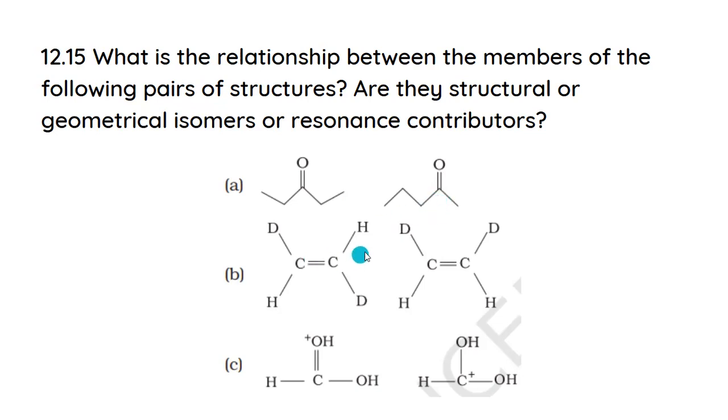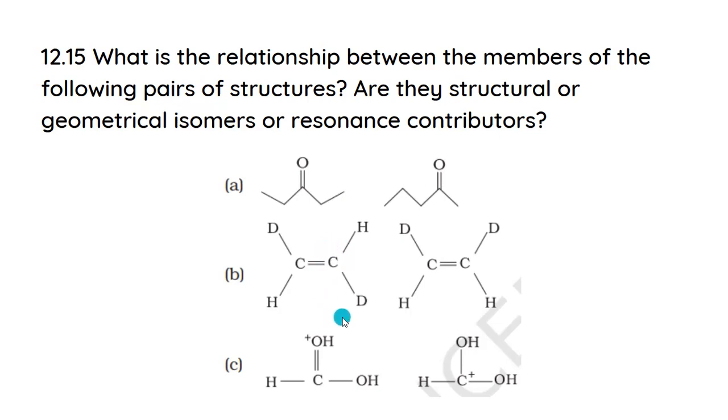Next, they're actually geometrical isomers. This is because if you notice the D and H, you have 2 substituents, D and H, attached to each of these carbon atoms. When the same substituent is on the same side, it is called a cis isomer, whereas when it's on the opposite side, it's called a trans isomer. So these are geometrical isomers.